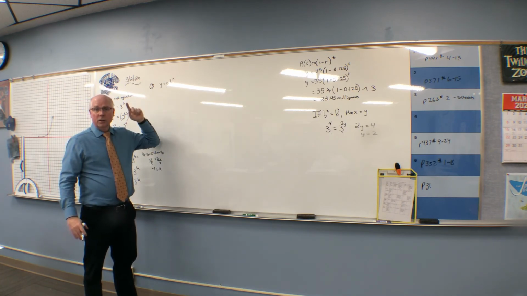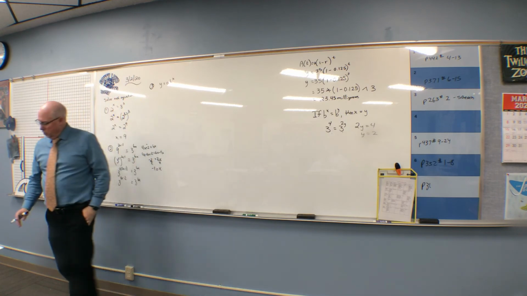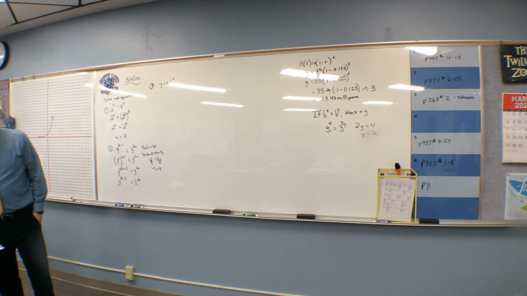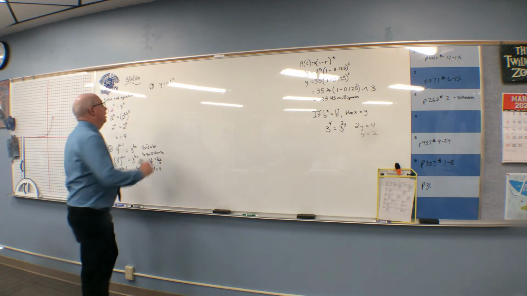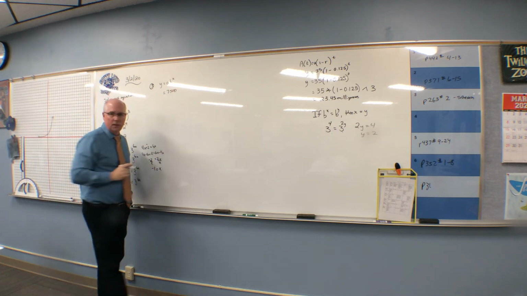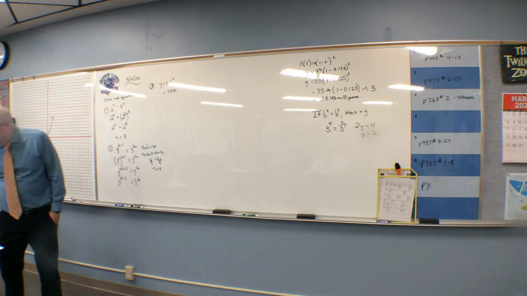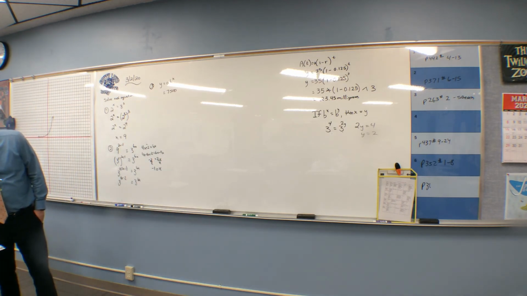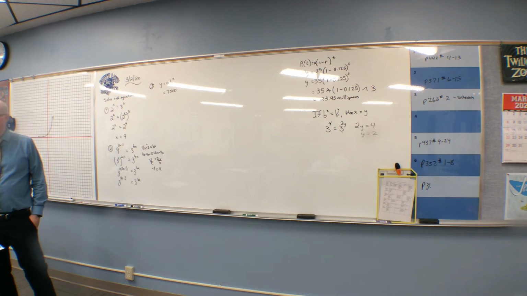Initial amount. A equals the initial amount, and they told us what the initial amount was. How much did she start with? 7,500. She started at 7,500. Okay. Now, it also said that after 4 hours, there were 23,000 cells.